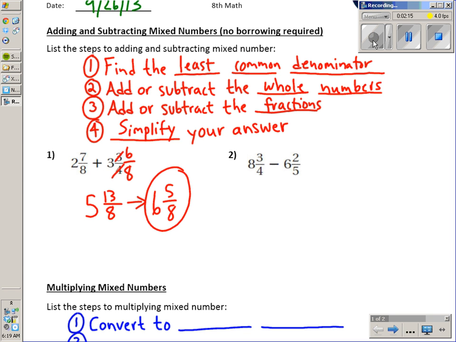Alright, so go ahead and pause the video and see if you can do number 2. Alright, so I went ahead and put in the answer to number 2. We had to get a common denominator of 20. And when we did the subtraction, we got 2 and 7/20, which cannot be simplified, so that is your final answer.